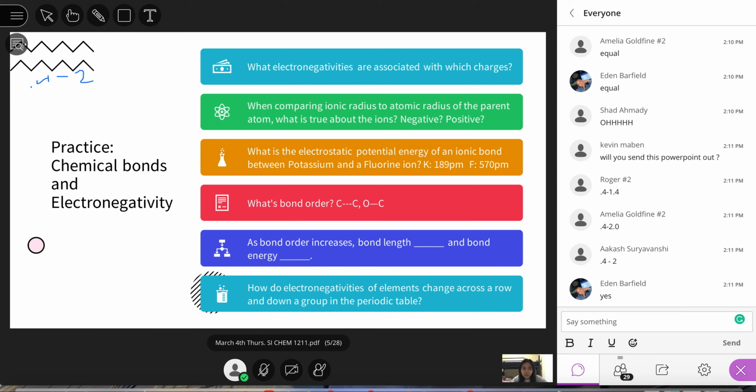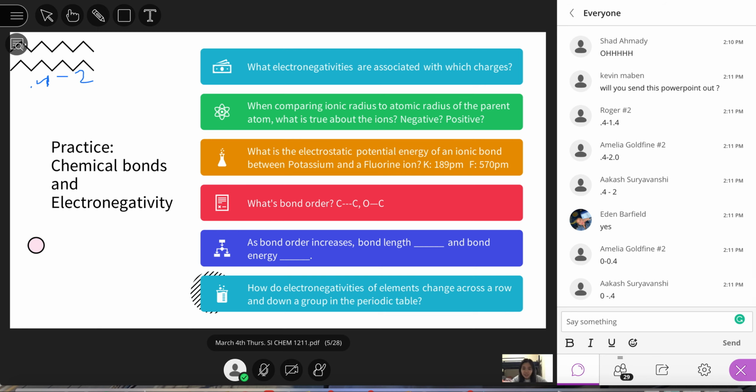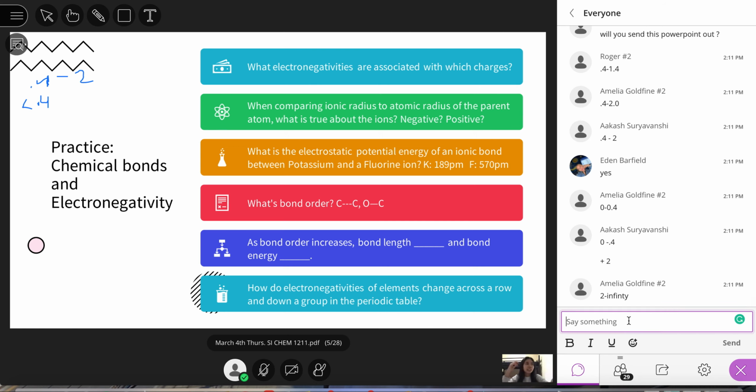What about nonpolar? What's nonpolar? Yes, 0.4 or anything less is nonpolar. What about ionic? If she ever asks you what the electronegativity of this is, or how to distinguish certain elements, you'll know how to do that. 2 to infinity, anything greater than 2.